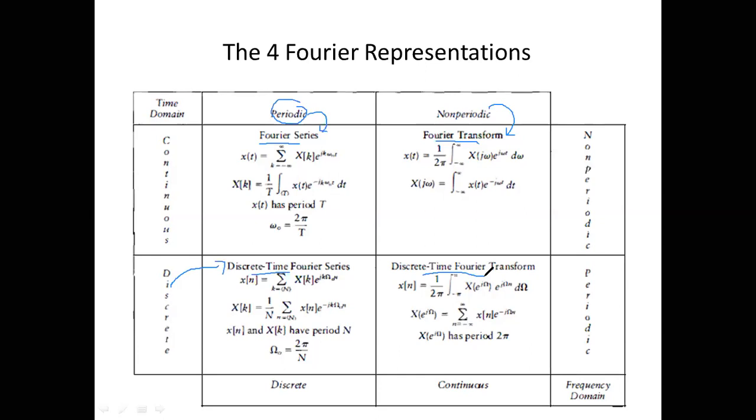In this particular module, we'll start with Fourier series. We'll talk about continuous time periodic signals and discrete time periodic signals. For continuous time periodic signals, we'll have continuous time Fourier series. For discrete time periodic signals, we'll have discrete time Fourier series. Afterwards, in the next module, we will discuss non-periodic signals, which have continuous and discrete time Fourier transform.